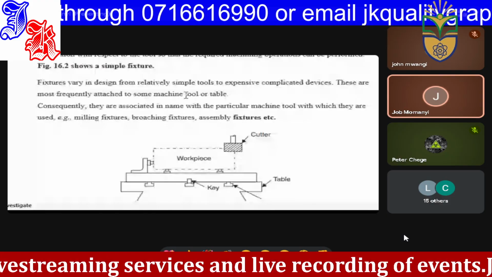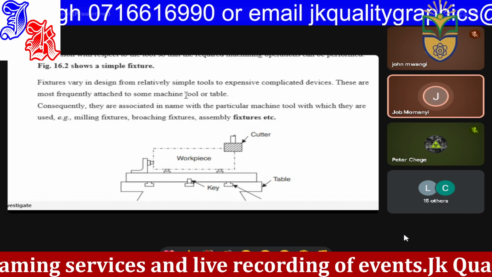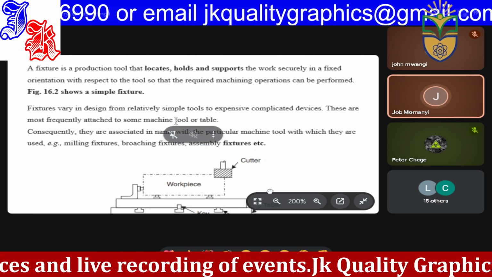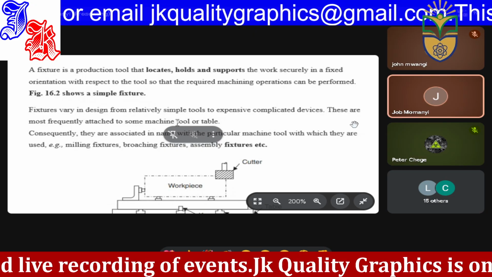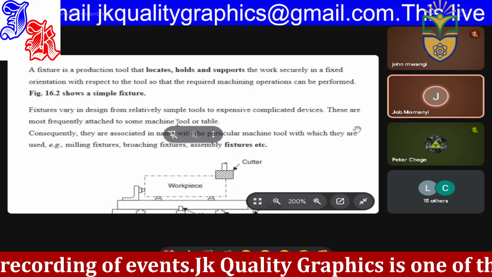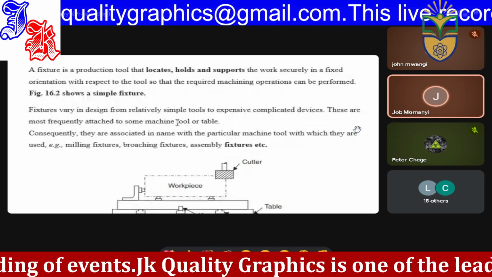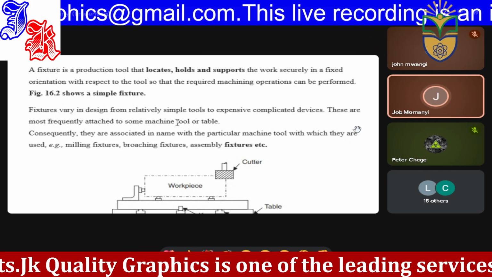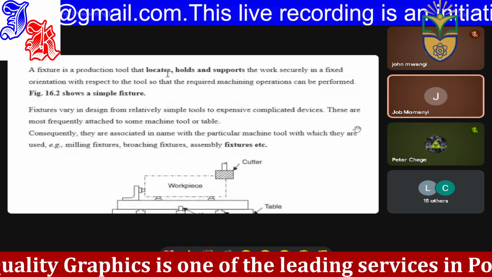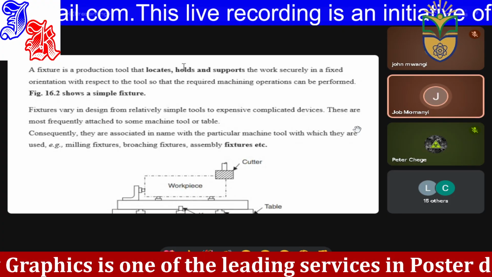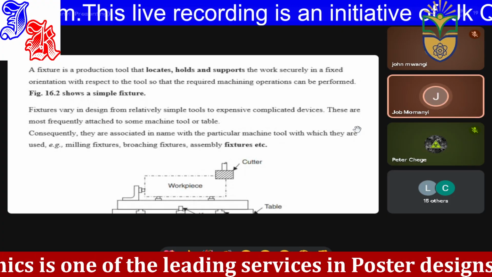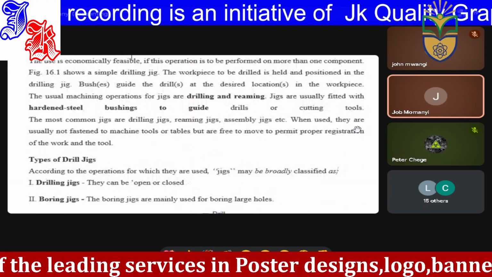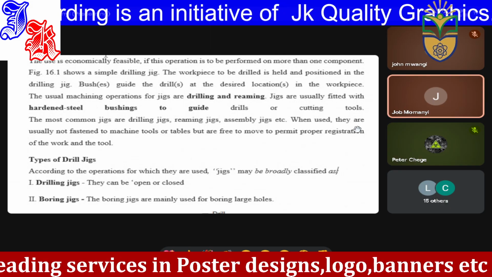Let's go to fixtures. A fixture is a production tool that locates, holds, and supports the work securely in a fixed orientation with respect to the tool so that the required machining operation can be performed. So the key words here are locating, holding, and supporting. While for the jigs, it was to hold, it was to basically guide.